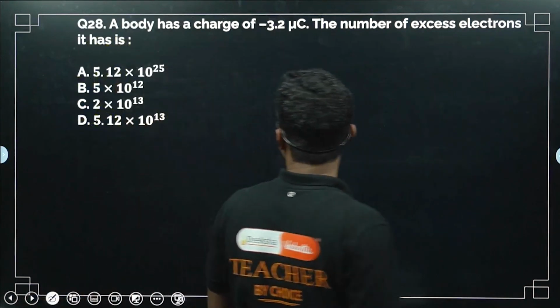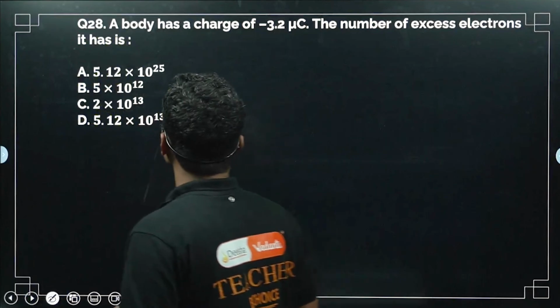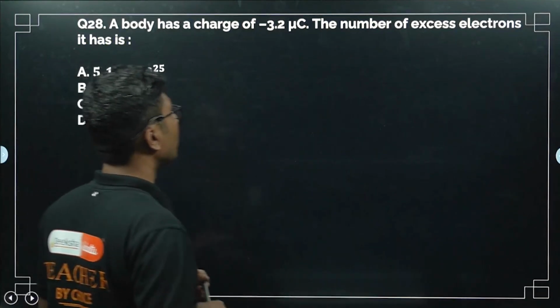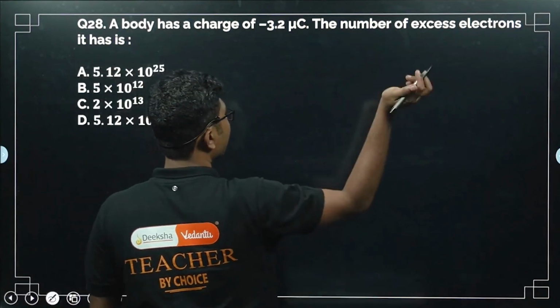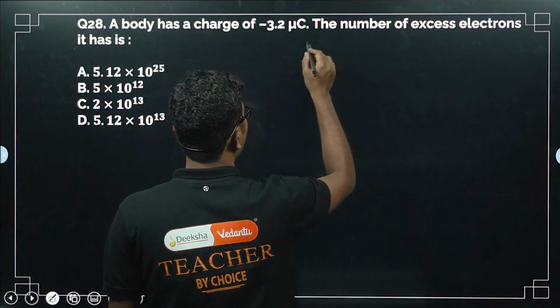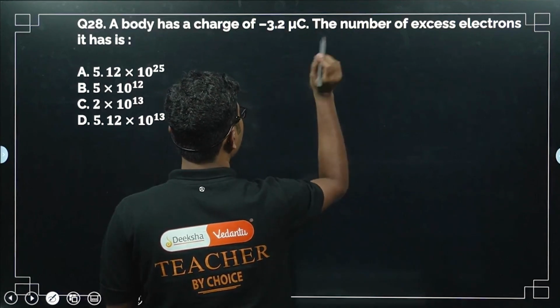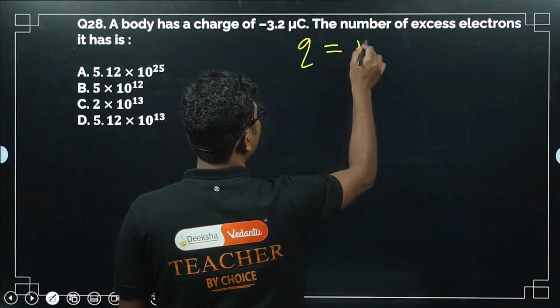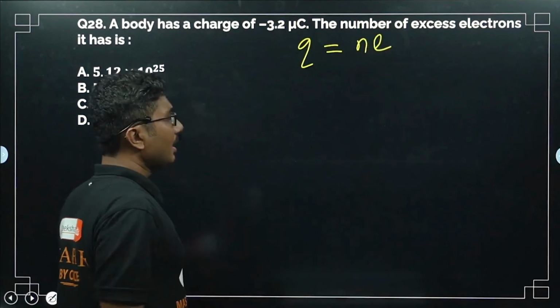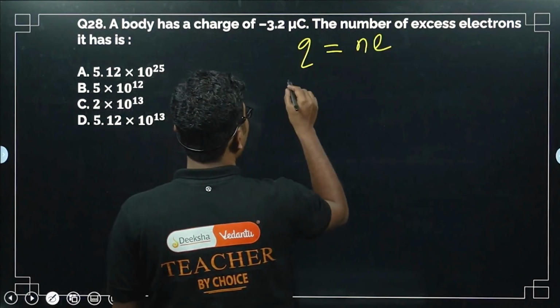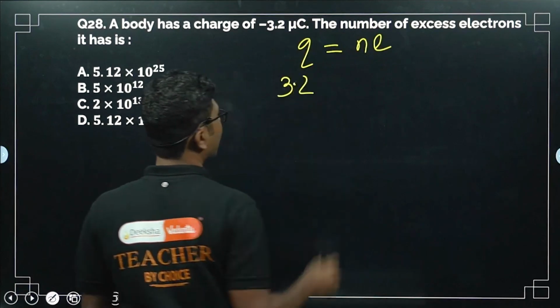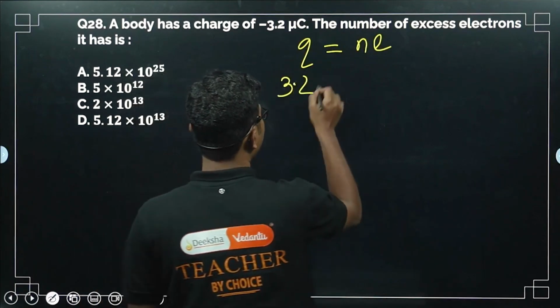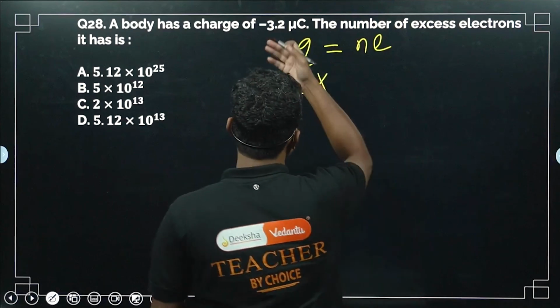Question number 28. A body has a charge of 3.2 microcoulomb. The number of excess electrons. This is very simple. Conservation of charge, quantization of charge. We know that all charges are quantized by this formula, Q equals n into e. Okay. So Q is given as 3.2. Magnitude only matters. Sign does not matter. Excess electrons, it says. So excess electrons means obviously it will be negative.